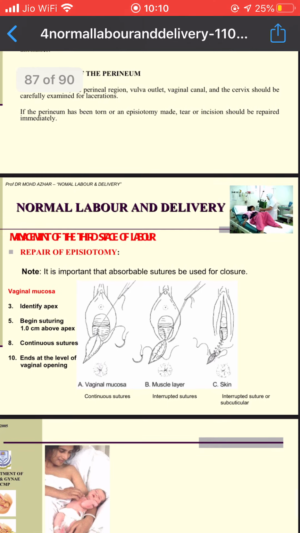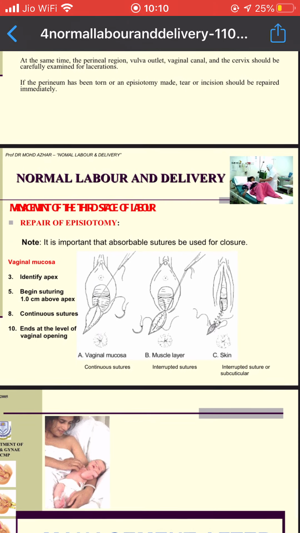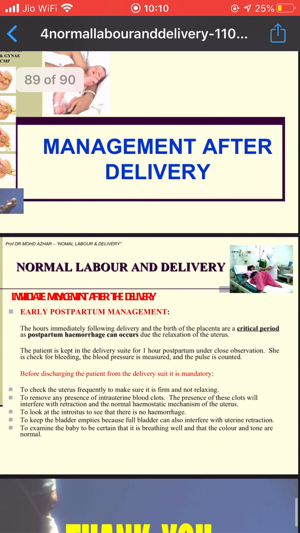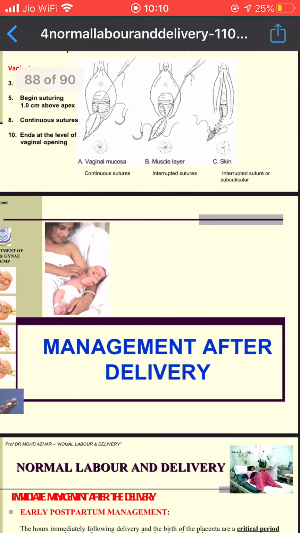I will complete the class over here. Okay, we can discuss the episiotomy repair here. You identify the apex and use chromic catgut number 1 or 0, and you stitch it in layers: first the mucosal layer, the muscle layer and then the skin. The management after delivery I will take in the next class, as we have one more class to discuss this.